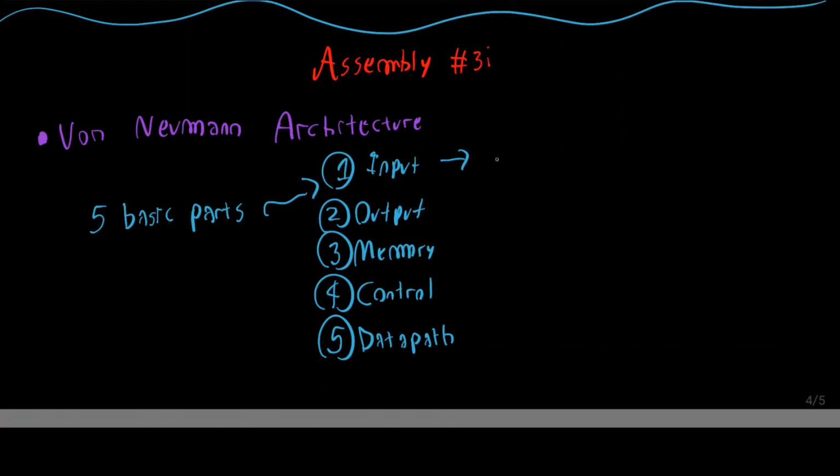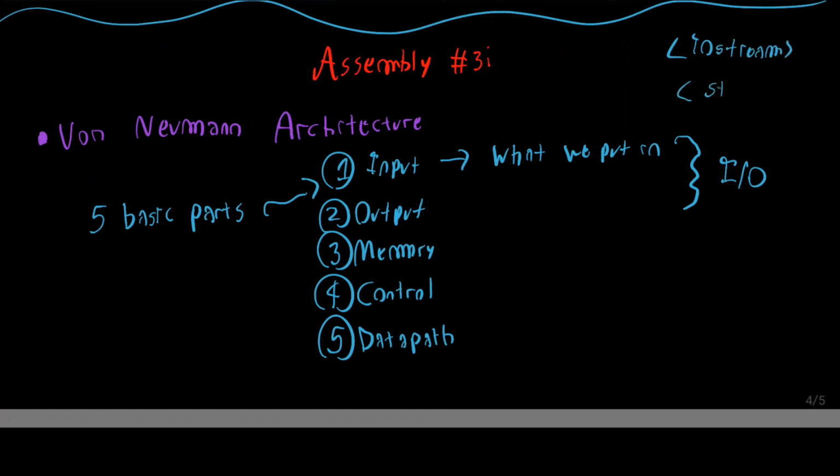So we could say what we put in, and the output is what the computer gives us in exchange. So it is what comes out. These two together are sometimes called input output, and they're abbreviated IO. In fact, in many programming languages, when you include libraries to do input output, such as iostream in C++ or stdio in standard C, it is abbreviated as IO.